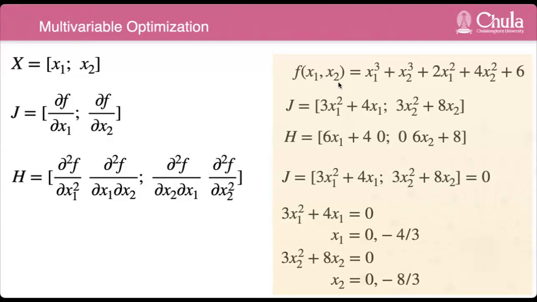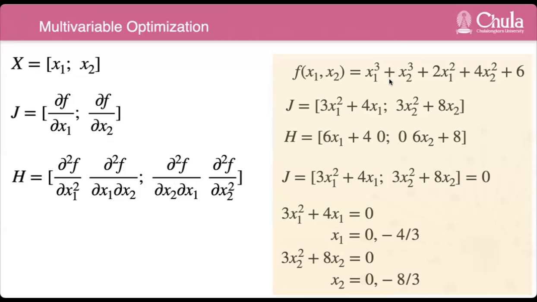Okay, now consider this example. Let me turn off this light. Our function is x1 cubed plus x2 cubed plus 2 x1 squared plus 4 x2 squared plus 6.